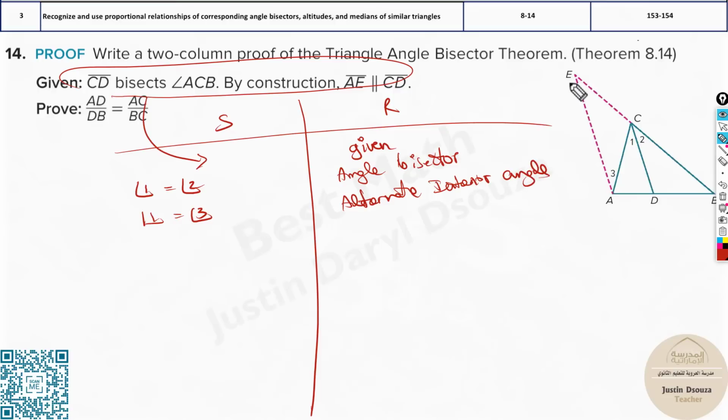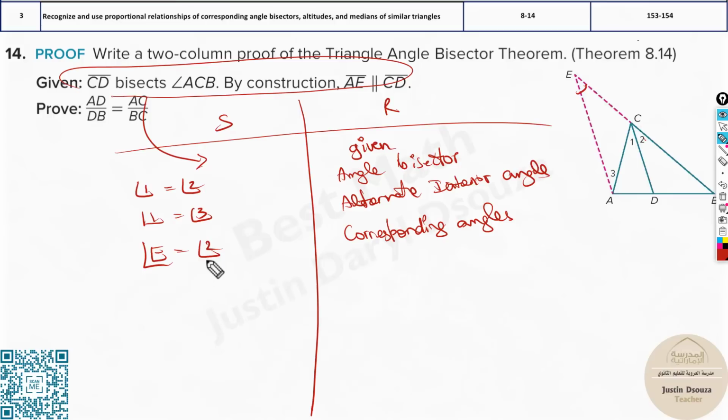Now what next? Here 2 and this angle E, okay? Angle E is equal to angle 2 because of corresponding angles. Corresponding, when there are parallel lines, corresponding angles occur.